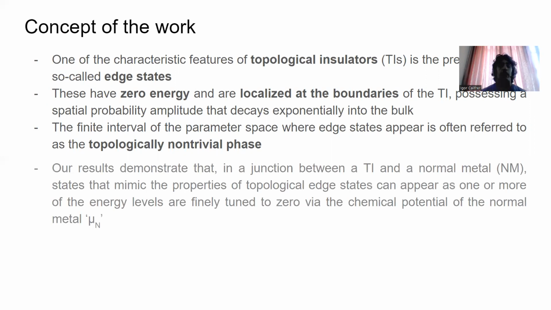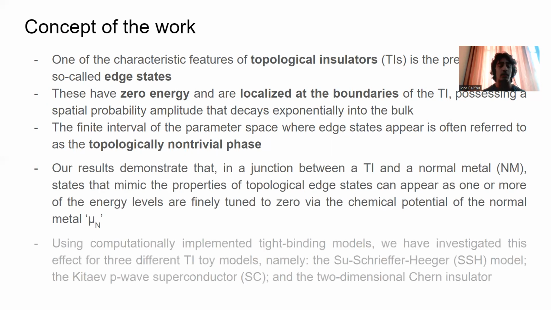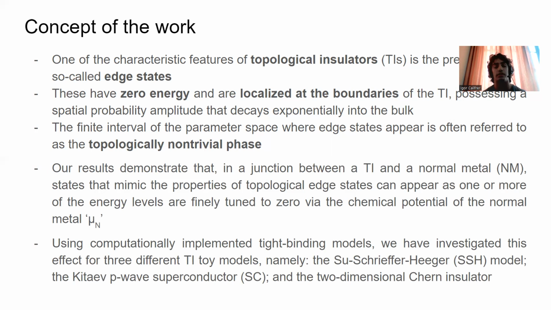In this work, we have noticed that when a topological insulator is put in a junction with a normal metal and the energy levels of the normal metal are tuned to zero energy, some states might appear that mimic the characteristics of the topological edge states. We have tested this effect in 3 different junctions between topological insulators and normal metals using 3 different prototypical topological insulator models, namely the SSH model, the Kitaev superconducting chain, and the 2D Chern insulator.